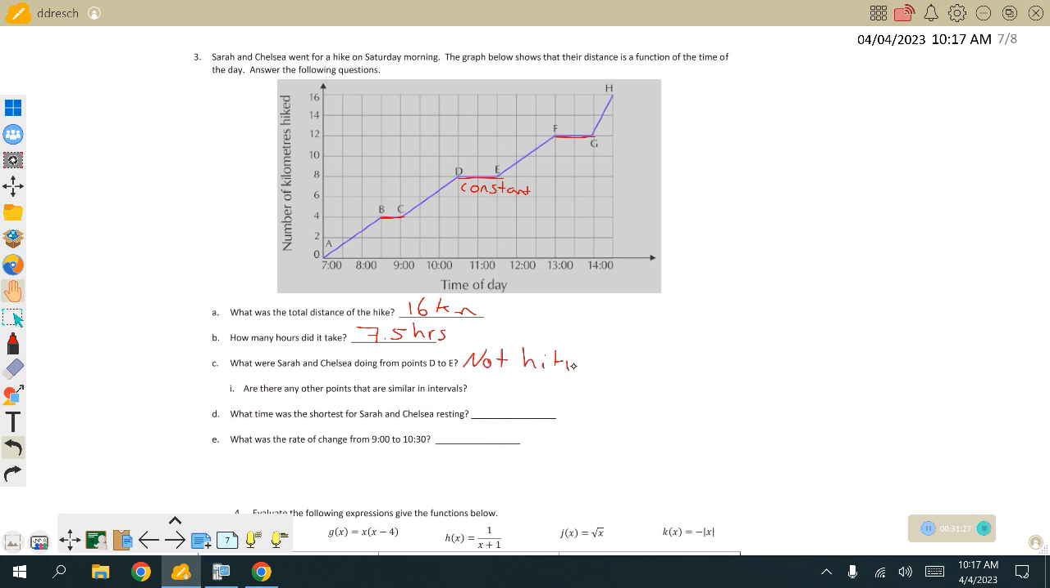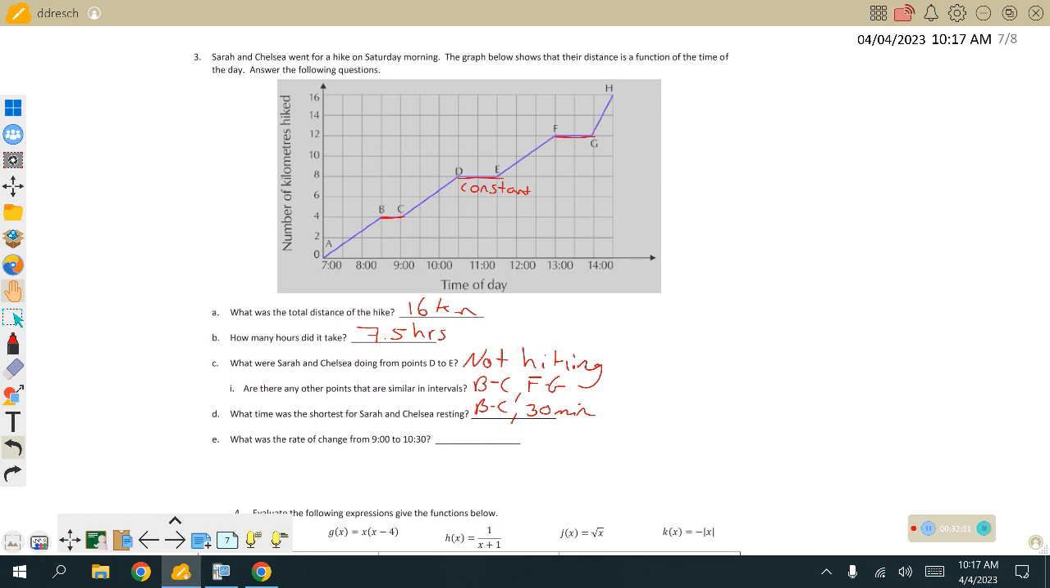As you take a look at their distance right here, as we can see from 7 to 8:30, their distance is increasing, but from 8:30 to 9, it's staying flat at 4. So yeah, they're no longer hiking, they're resting, they're maybe at a lake or something, taking a picnic, whatever, but they're not hiking anymore. And we know there's a few other intervals that are like that, B to C, and F to G. And what of those is the shortest one? And that's only a short interval of 30 minutes.